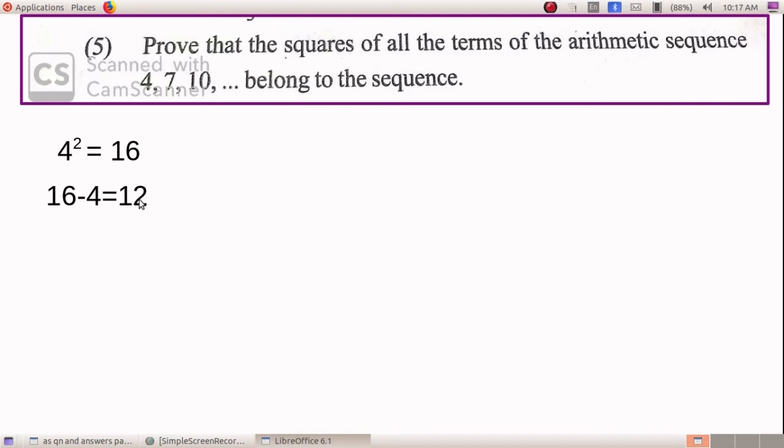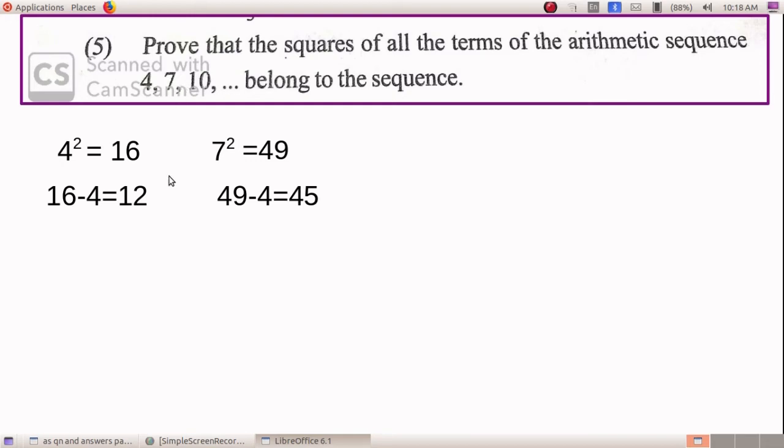4 times is 12. Therefore, 12, the difference between 16 and 4, is a multiple of the common difference, so 16 is a term of it. Like that we can deal with 7 square is equal to 49. Okay, when 49 and first term 4, 49 minus 4 will be 45. Definitely this one is a multiple of 3, and so we see that this 7 square 49 is also a term of the sequence.